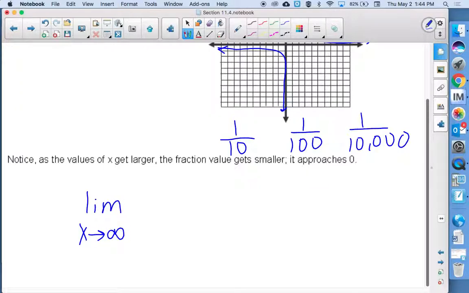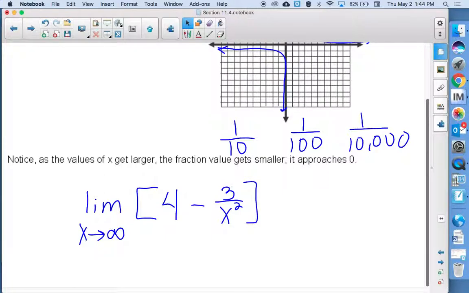So this says the limit as x approaches infinity of 4 minus 3 over x squared. And it asks you to evaluate it. Not sure what the directions actually say. Nope, it doesn't give any directions. So how would you evaluate it?